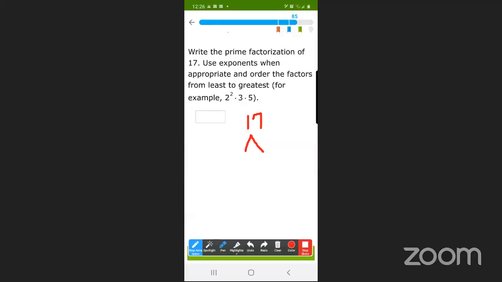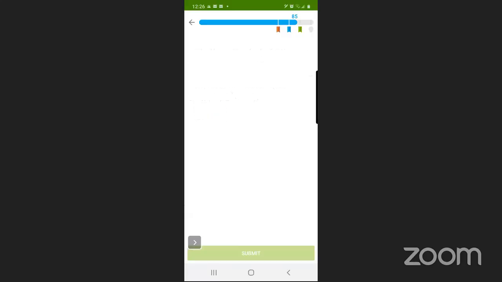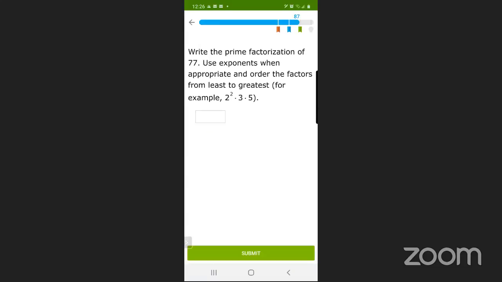17. Yes, because 17 is a prime number, okay? It cannot be divided by any other number. Therefore, the answer will be 17. So you have to see that 17 does not come in any other number.